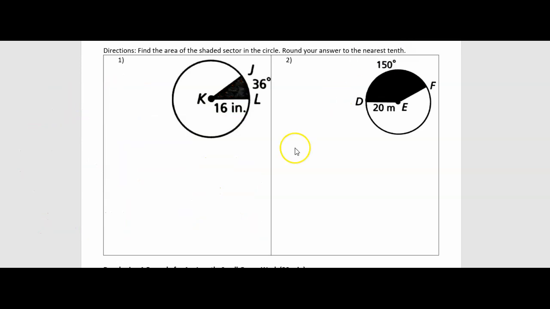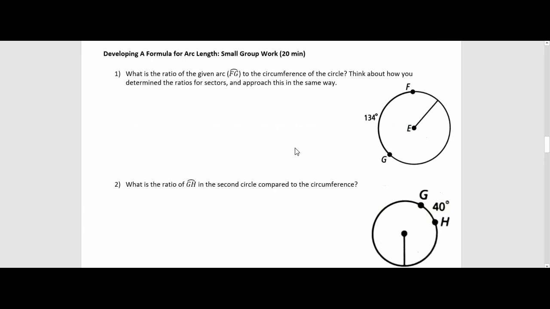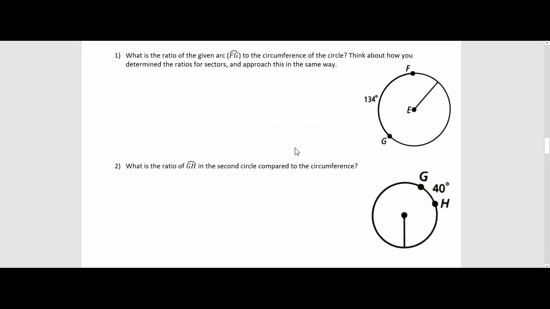And I think we need to talk about arc length now. But you're going to notice some strong similarities between our formula for arc length as well as our formula for sector area. Number 1 says, what is the ratio of the given arc, FG, to the circumference of the circle? Think about how you determine the ratio for sectors and approach this in the same way.